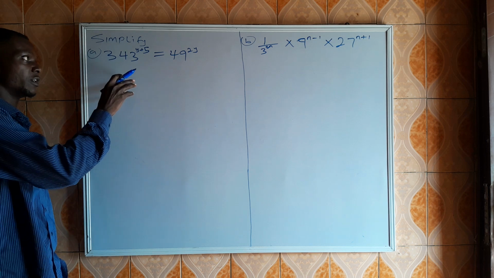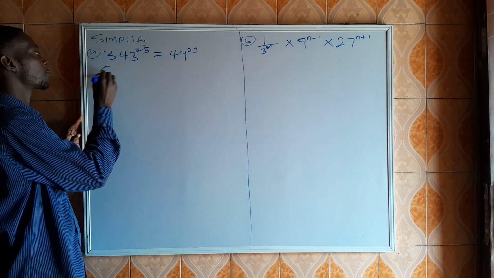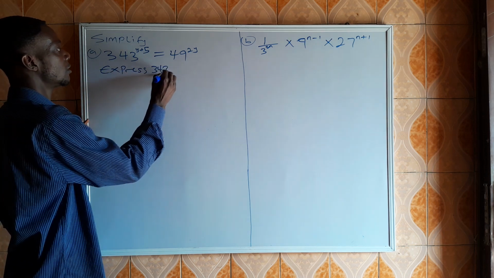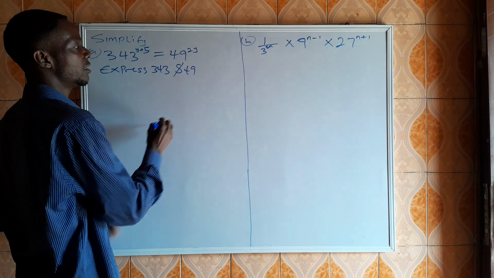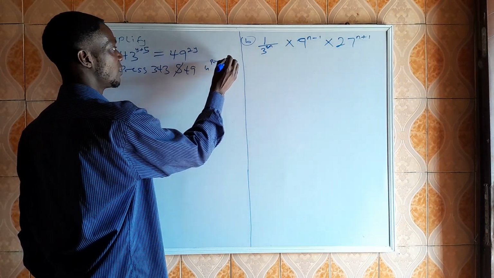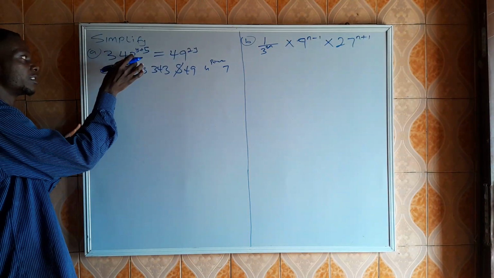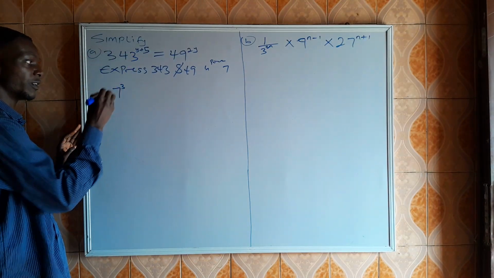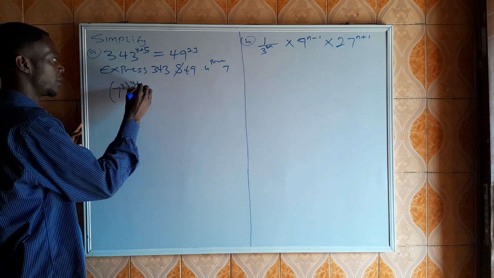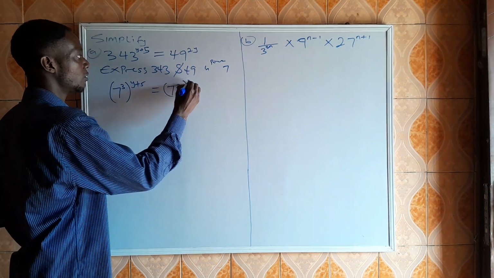Now the first thing to do here, this 343 and 49, you can express the two values in the power of 7. You can express it this way. Now, 343 is 7 raised to power 3. So we have, on this other side, y plus 5, equals 7 raised to power 2y.